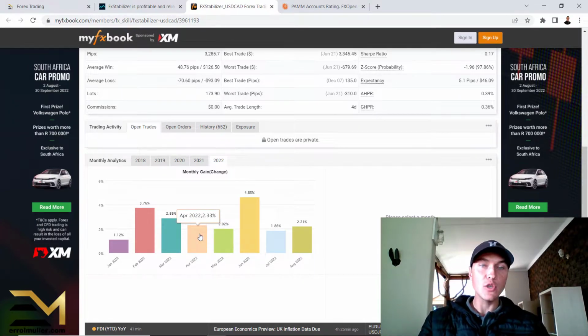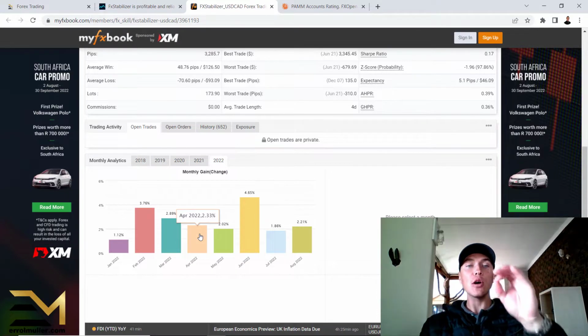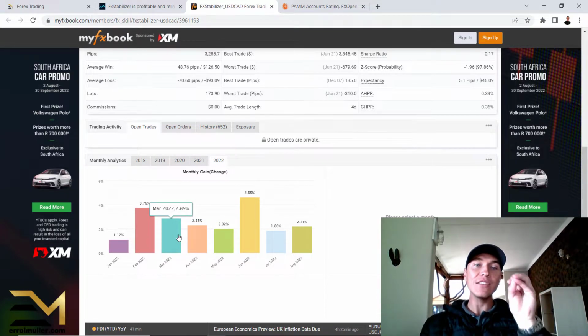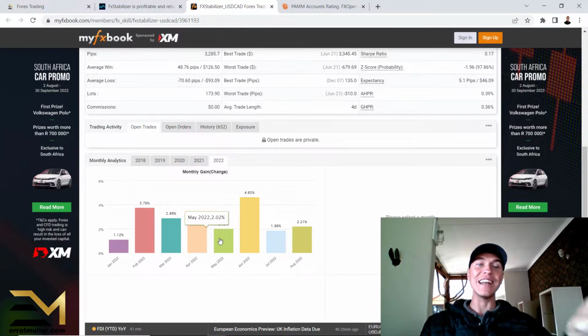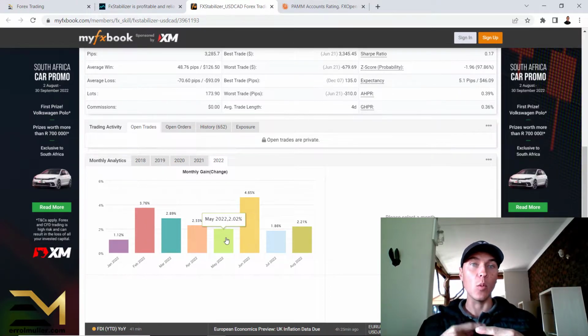So that 2.3% is 2.3% on top of the previous month's total growth, including the 2.8%. So that's 2.3% of that total amount. Then another 2% of that total amount. So you can quickly see what I'm getting at.